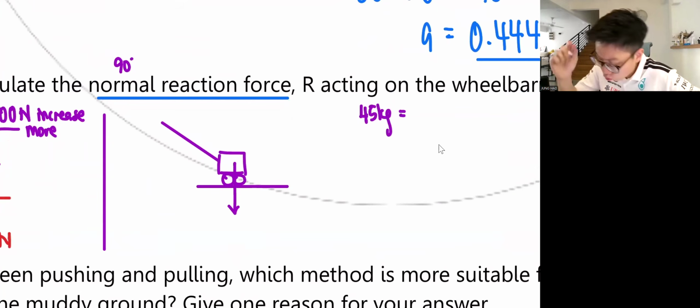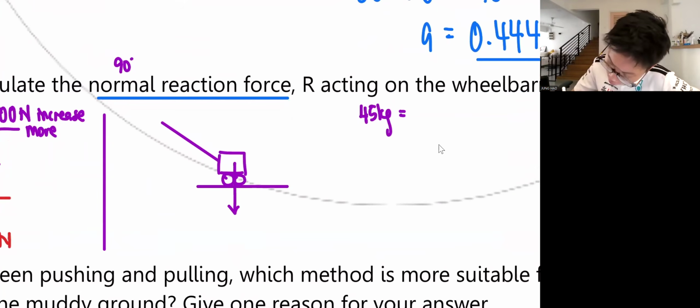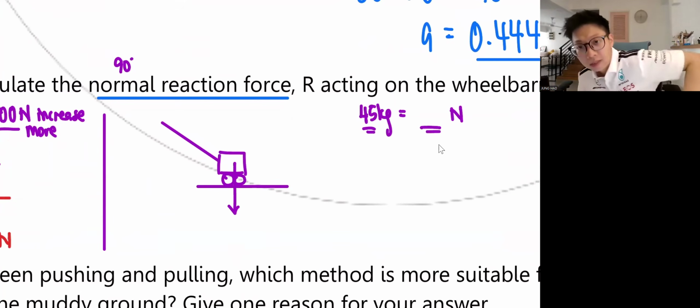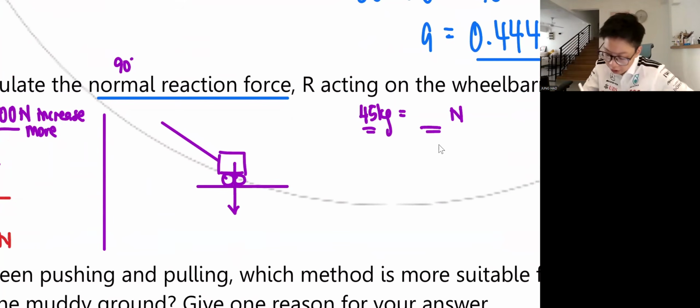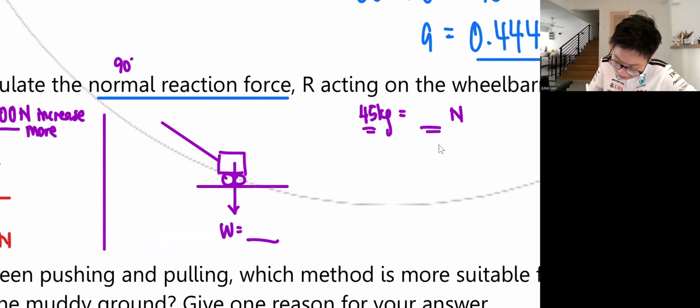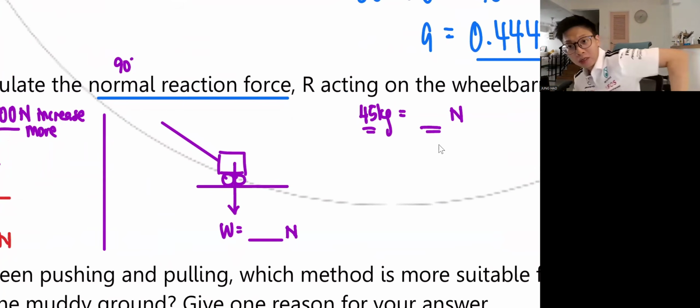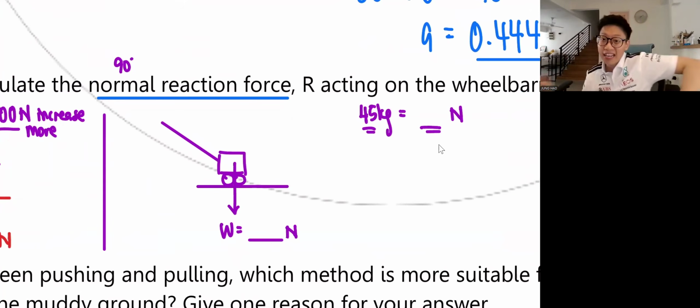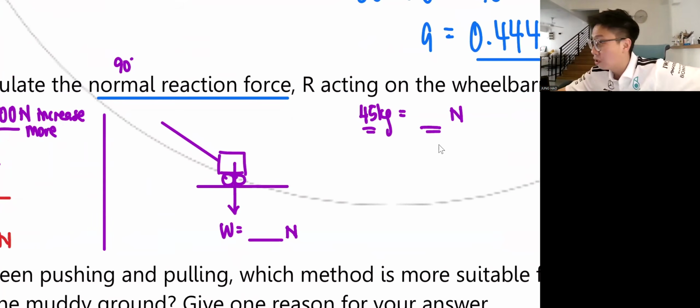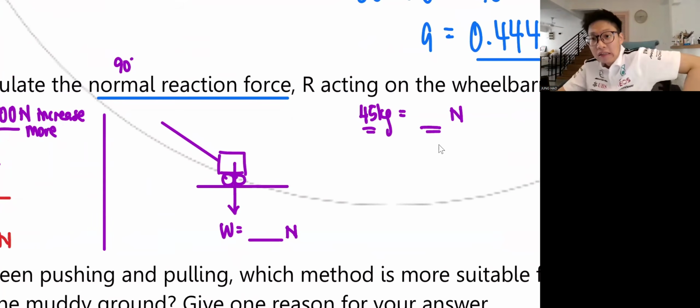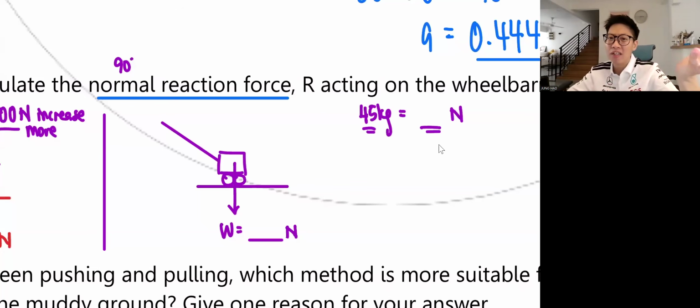Okay, guys, can you do me a favor first? So 45 kg is how many Newton? Okay, because we need to change it to weight. And please remember, the unit for weight is actually Newton. So 45 kg is how many Newton? So like 1 kg, how many Newton, right?